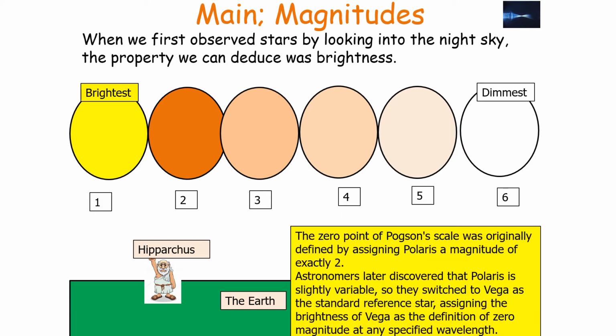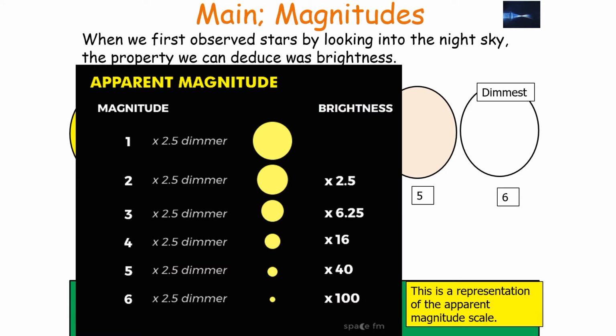Now we originally assigned Pogson's scale with the idea that Polaris was magnitude 2, but later we worked out that Polaris was slightly variable, so we switched this to Vega as the standard reference, which has a magnitude of 0. Now, you can see here the representation of the apparent magnitude scale, which, when you change magnitude, goes 2.5 times dimmer each time.